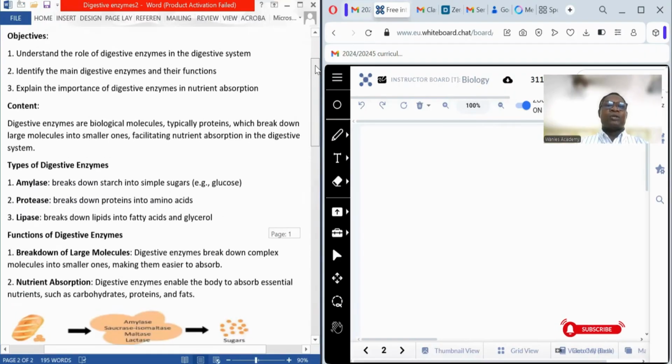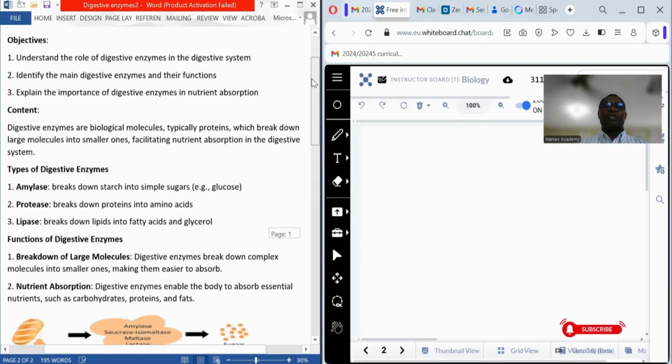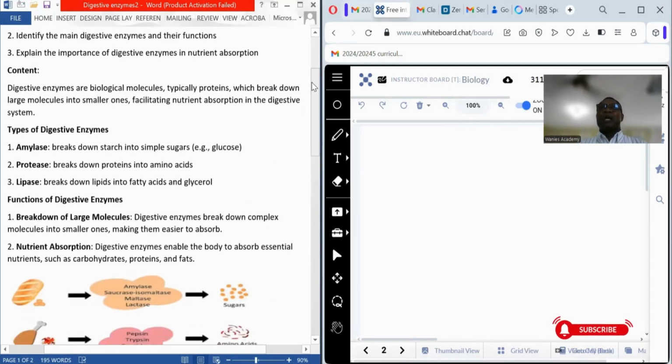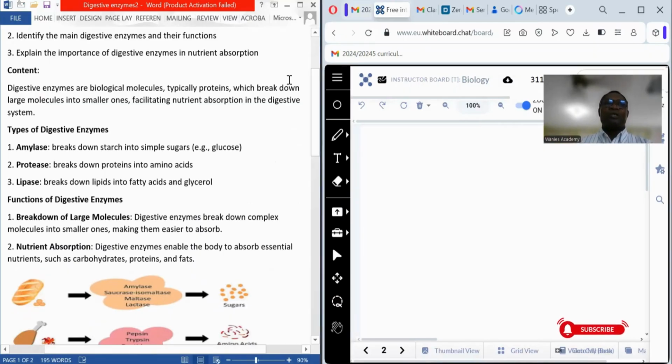So all in all, digestive enzymes are biological molecules in the body which help break down the food nutrients. They are basically proteins which help break down food nutrients into simpler forms that can be absorbed into the body system.